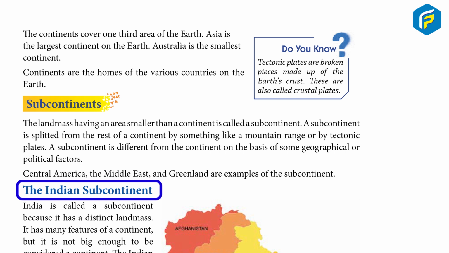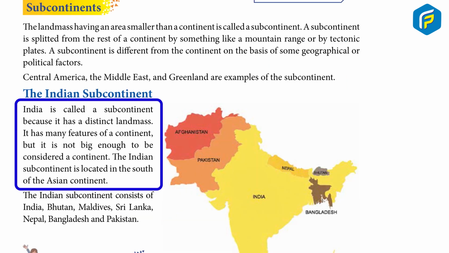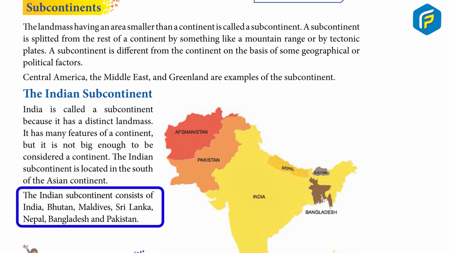The Indian subcontinent. India is called a subcontinent because it has a distinct landmass. It has many features of a continent but is not big enough to be considered a continent. The Indian subcontinent is located in the south of the Asian continent. It consists of India, Bhutan, Maldives, Sri Lanka, Nepal, Bangladesh and Pakistan.